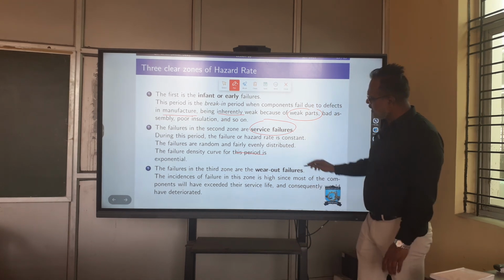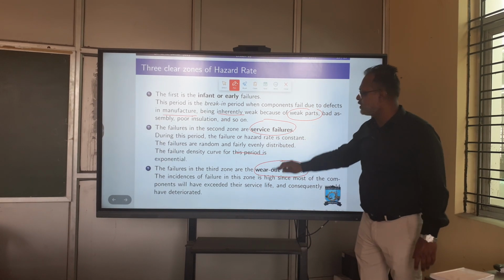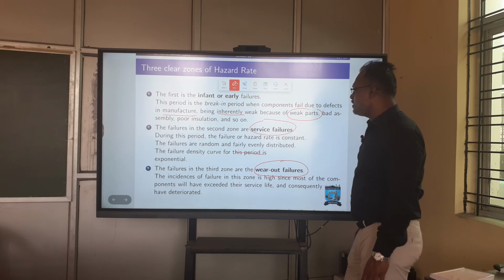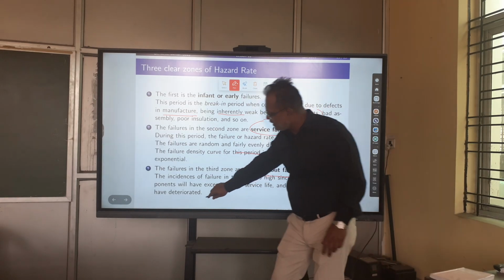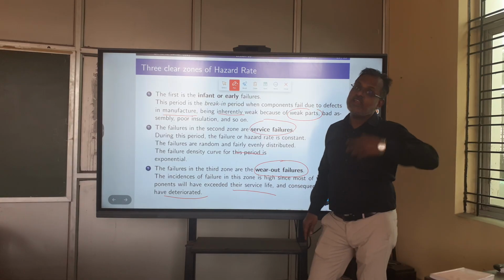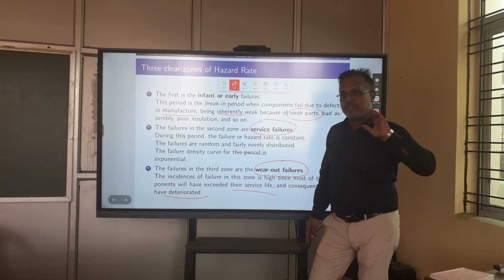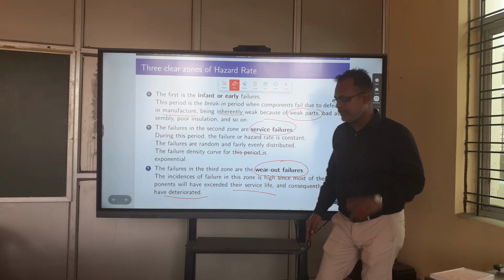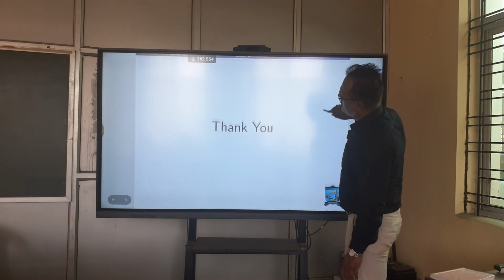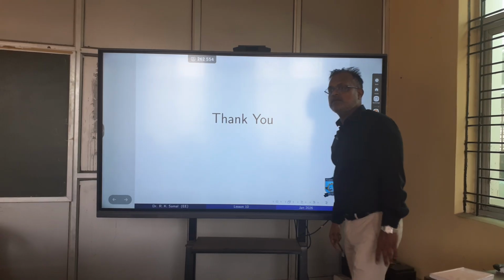The third case is wear out failures. The incidence of failure in this zone is high since most of the components will have exceeded their service life. Everything cannot be used infinitely. There is always a service life for everything. So with this we conclude this lesson. Next class we will see Markov problems.